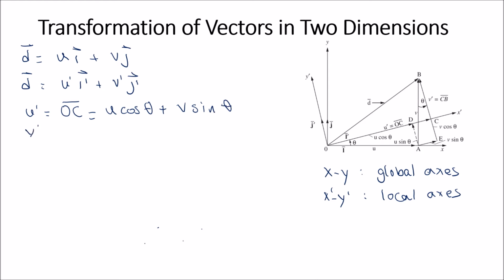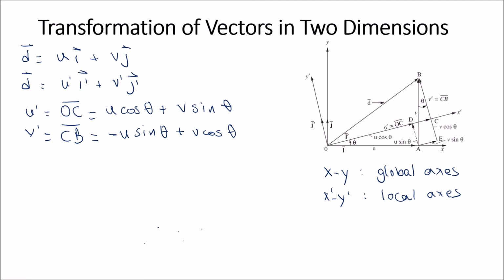Next, we'll be looking at v prime, and v prime is the same as the distance here, CB. So it is this distance here. So this is v cosine theta minus u sine theta. So when I write it down here, I'm going to say this is equal to CB, where CB is equal to minus u sine theta plus v cosine theta.